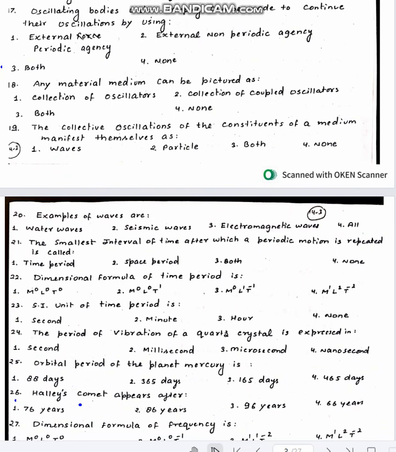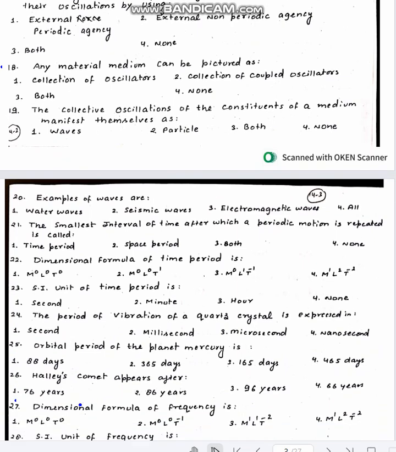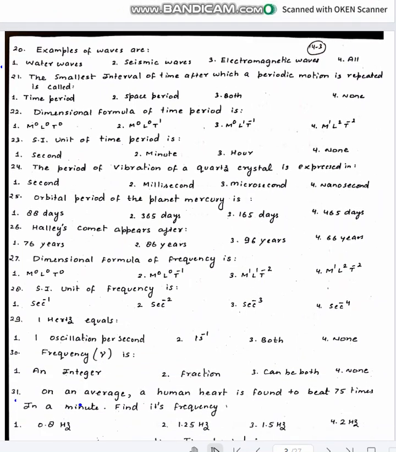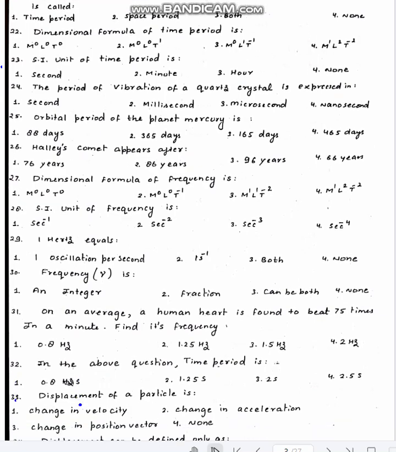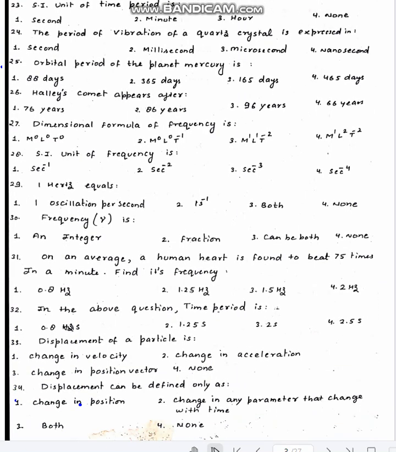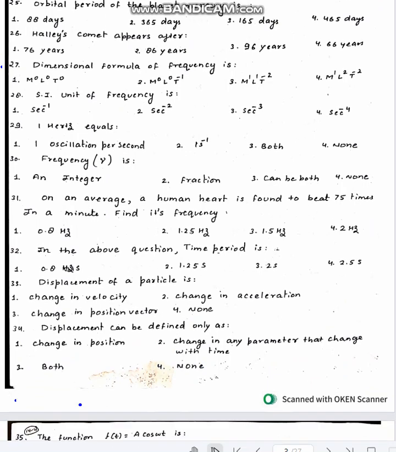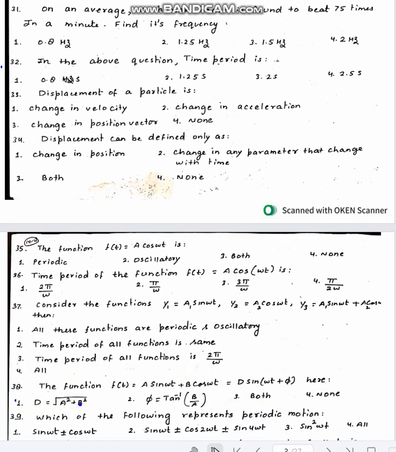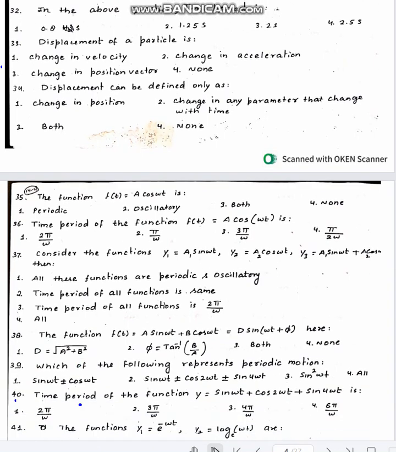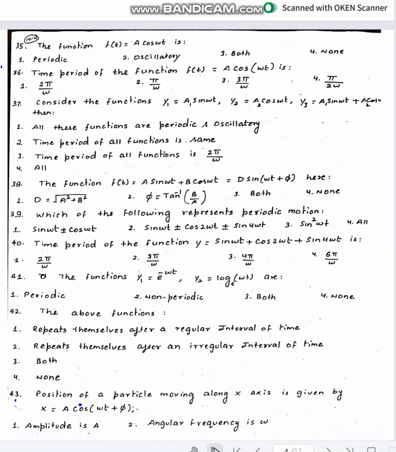Then we have any material medium can be composed as, then collective oscillations, then examples of waves, then time period, then dimension formula, SI unit, quartz crystal, planet Mercury, Halley's comet, time period, dimensional formula, frequency, SI unit, hertz. Then we have calculations of frequency of oscillation of heart, time period, displacement can be defined, function as periodic and oscillatory, its time period. Then we have a numerical based on 3 different motions.